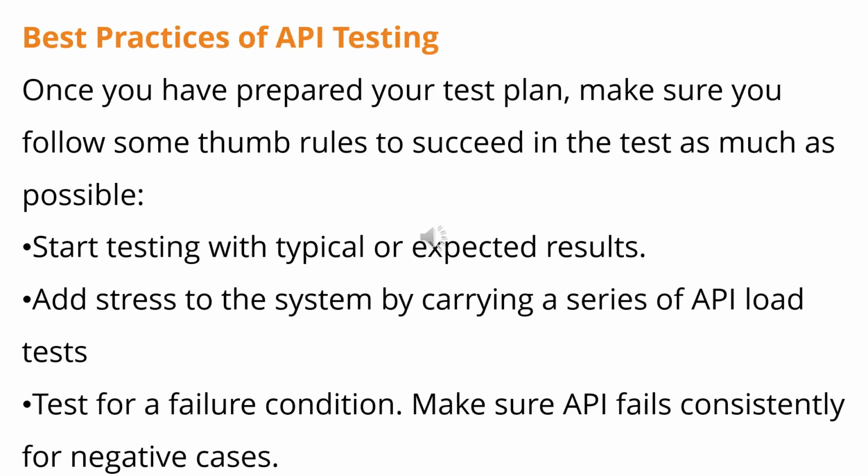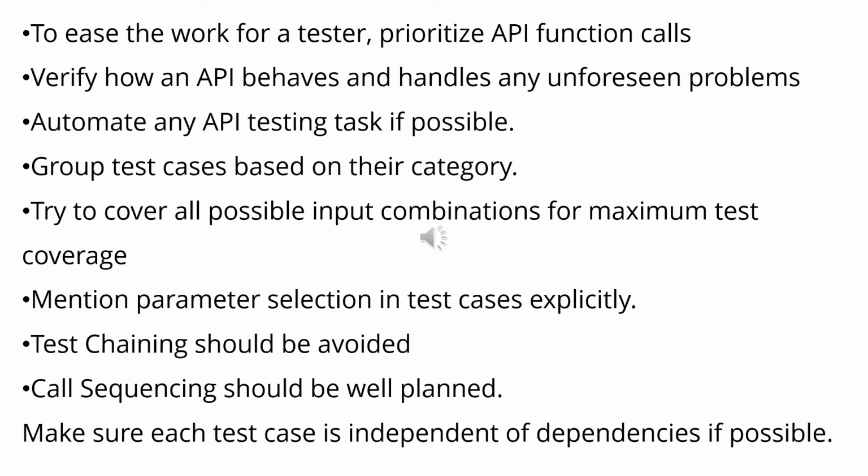Best practices of API testing. Once you have prepared your test plan, make sure you follow some thumb rules to succeed in the test as much as possible. Start testing with typical or expected results. Add stress to the system by carrying out a series of API load tests. Test for a failure condition. Make sure the API fails consistently for negative cases. To ease the work for a tester, prioritize API function calls. Verify how an API behaves and handles any unforeseen problems.